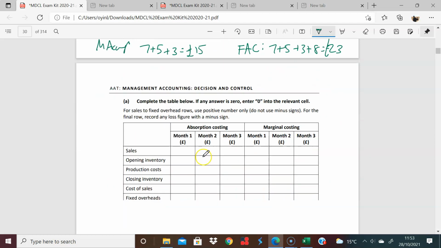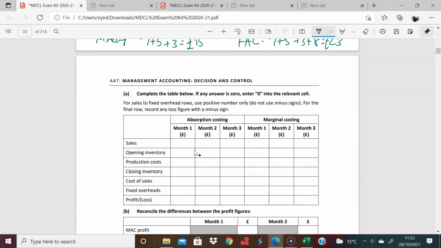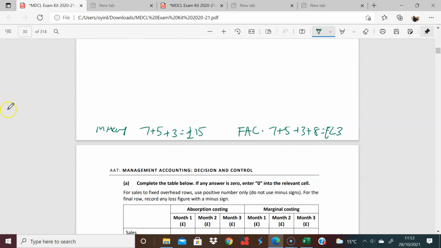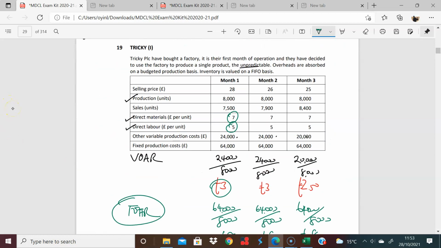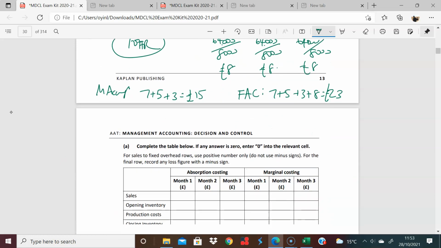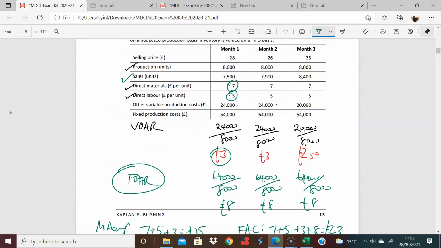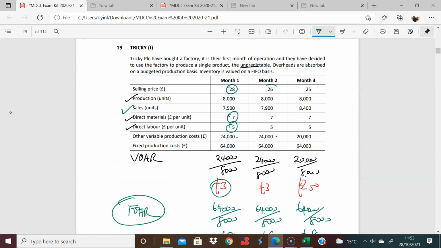Right, so now it really is a case of carefully mapping these figures in here. Let's start at the top. The question says that you sell, and now I'm just going to deal with this line. It says we sell 7,500, 7,900, 8,400. So let's plug the figures in. And it tells us how much you sell them for: 28, 26, and 25.